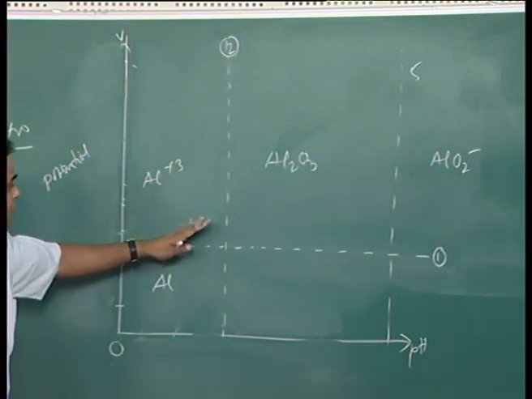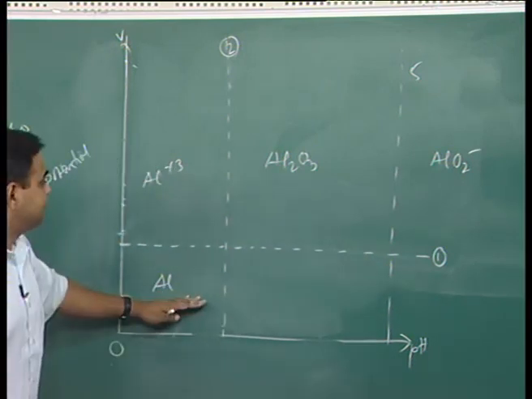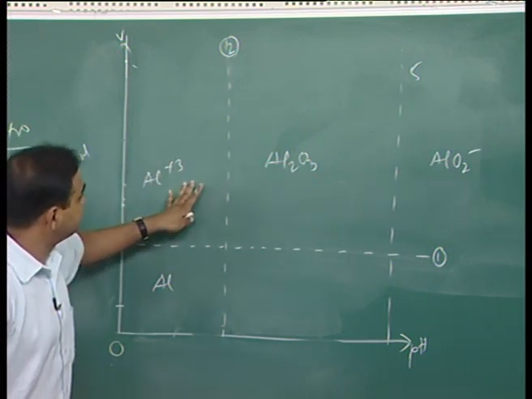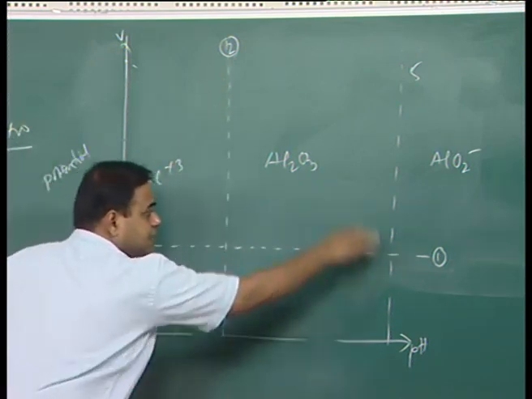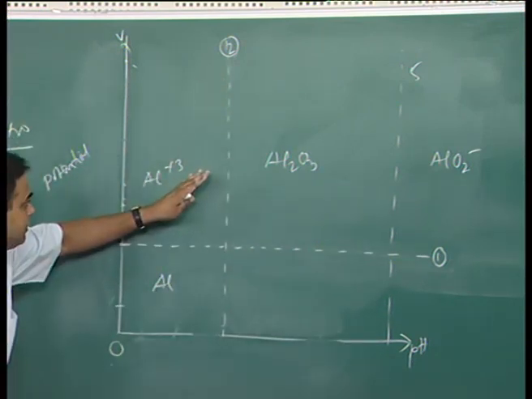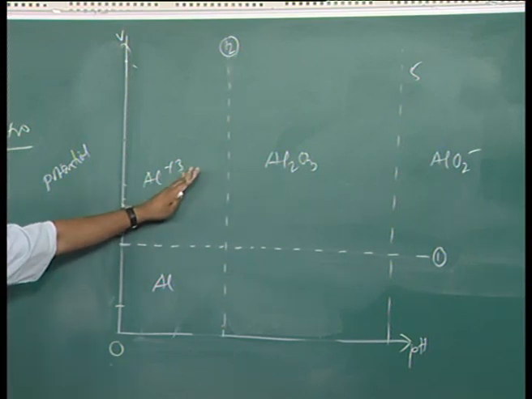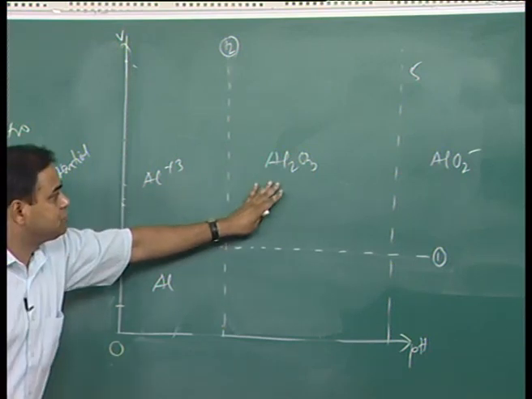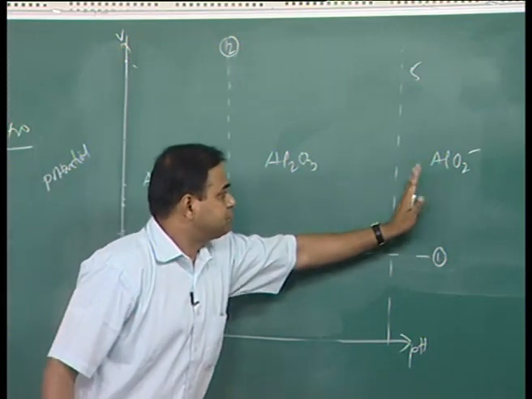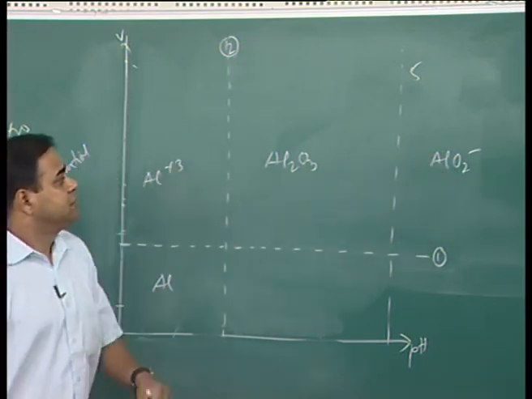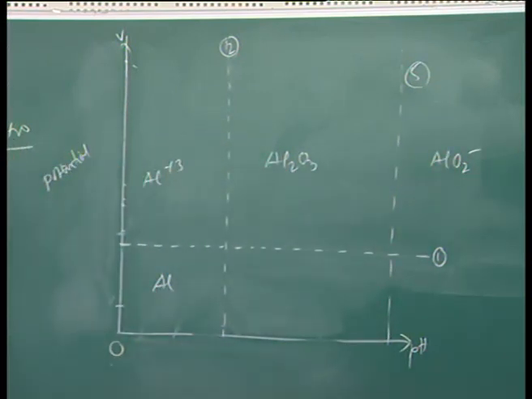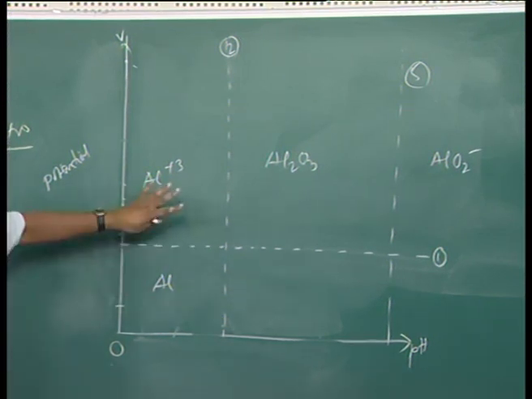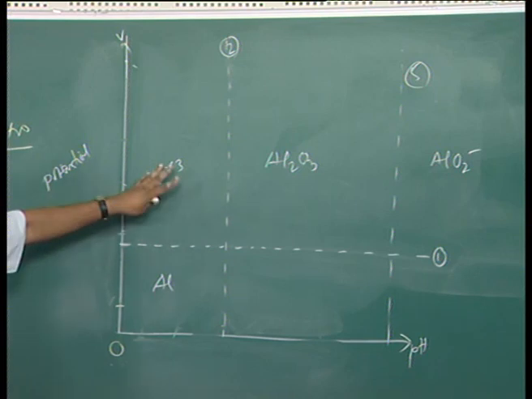Throughout this section I can have Al plus 3. So, it is a mixed thing, but once we draw these vertical lines, we can clearly see that the left side of this would always be Al plus 3, the right side would be Al2O3, and the right side of this line would be AlO2 minus. So, we can segregate, we can put all those spaces and we can specify the regions.